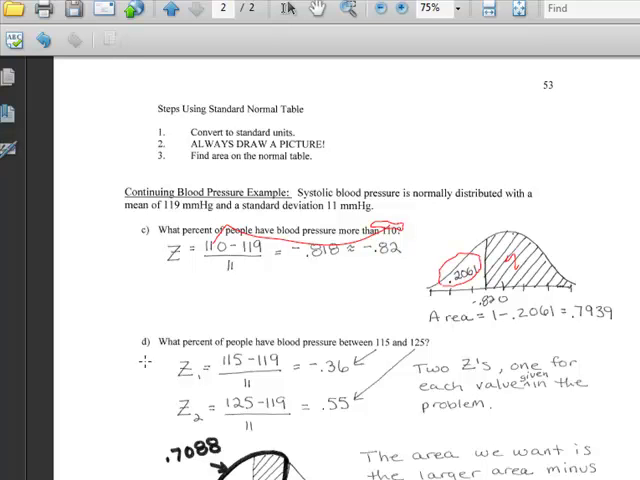Okay, so on to part D. What percent of people have blood pressure between 115 and 125? Well, now we have two values. Each one of them needs to be converted to standard units separately. So I'm calling this Z1 just to signify that there's more than one Z. Here we have 115 minus 119 over 11 for negative 0.36. And here we're converting the 125 and we get 0.55.